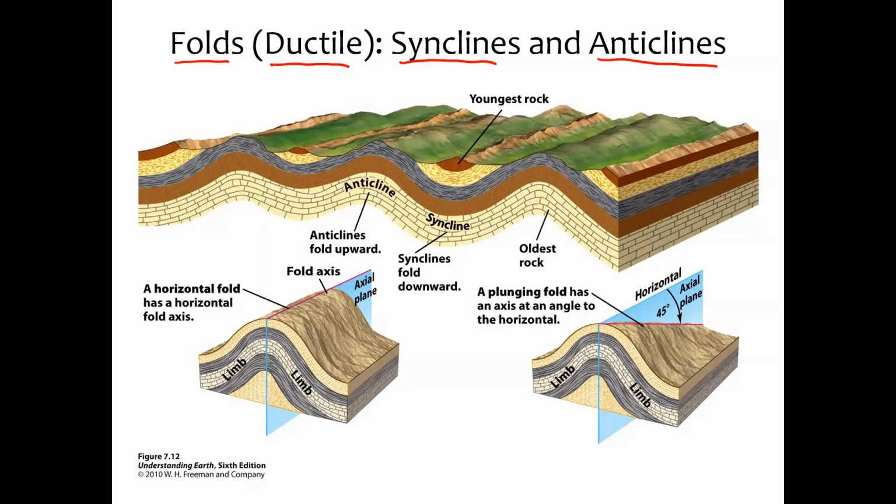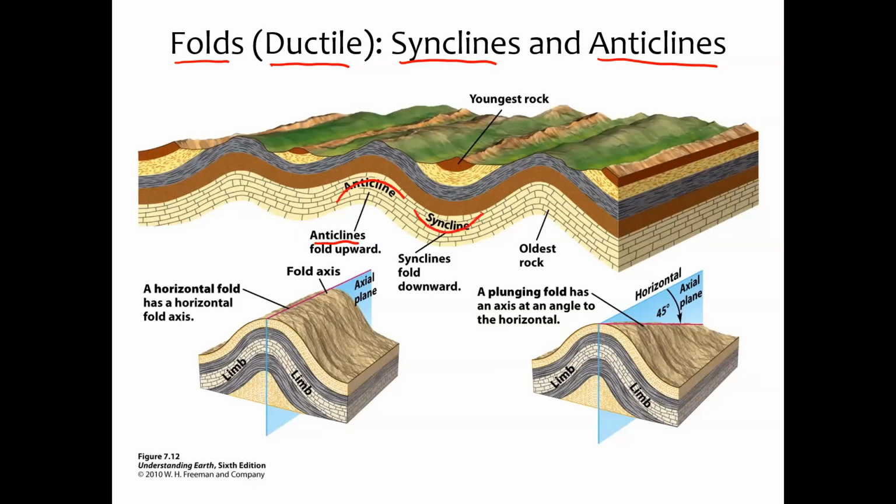in sequence. That's because if you took a bed sheet and you scrunched it up, there are some places where it folds upward and some places that it folds downward. And those are what we mean by anticlines and synclines. Anticlines are places where the fold is upward. Synclines are places where the fold is downward.